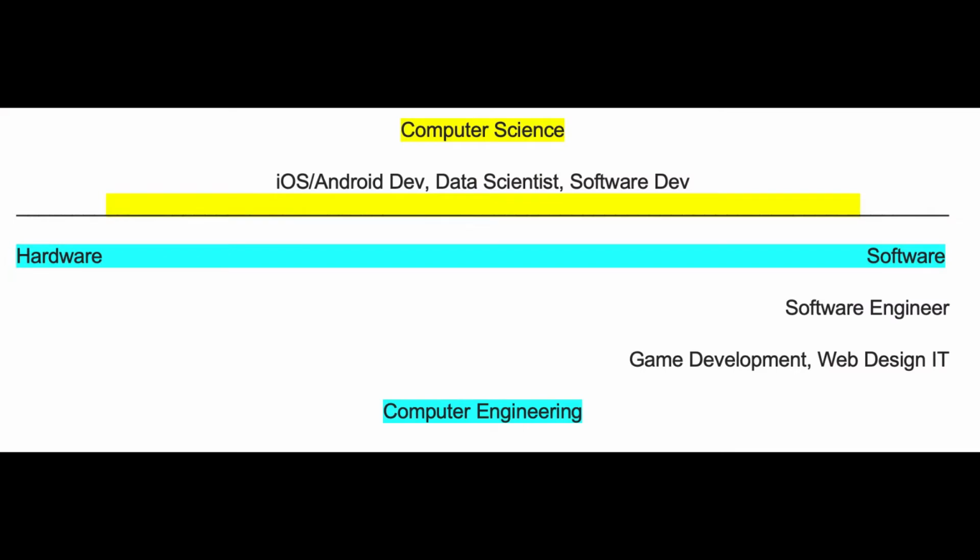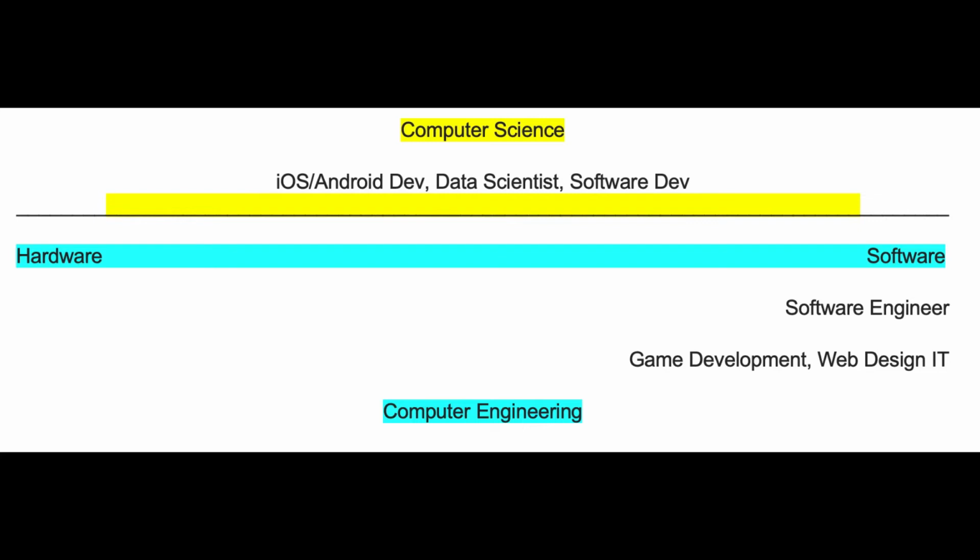Now, let's go into computer engineering. Then I'll show you a scale which you should be able to see on screen. This is a scale of what the main difference is between computer science, software engineering, and computer engineering. As you can see, computer science is between hardware and software. It's highlighted in yellow between hardware and software. And these are the job opportunities: iOS, Android developer, data scientist, software developer. As a software engineer, you'll be working on game development, web design, and many more.